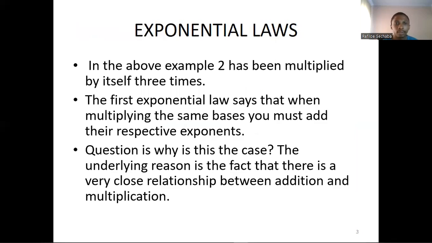Now, in the above example, you realize that 2 has been multiplied by itself 3 times. The first exponential law says that when multiplying the same bases, you must add their respective exponents. The question is, why is this the case? The underlying reason is the fact that there is a very close relationship between addition and multiplication.